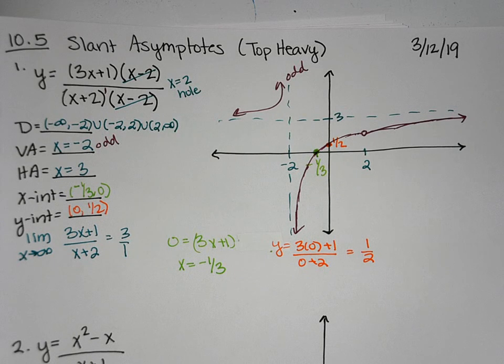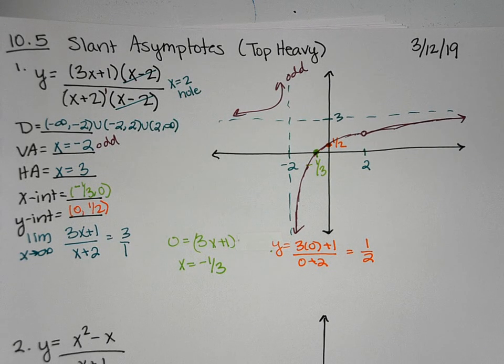So this one was really similar to the ones we did in 10.4. The main difference was this one we had something simplify, giving us a hole. And really that was the only real difference. So once you've done your domain and you simplify, you can use that simplified equation to help you with your vertical asymptotes, your horizontal asymptotes, and your intercepts. You don't have to keep going back to that big one that you started with after you've reduced it.